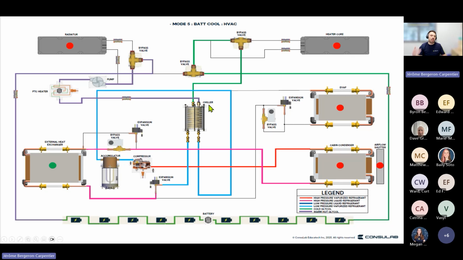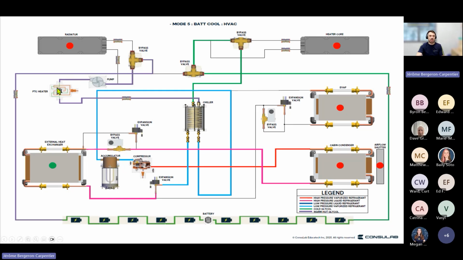So in that case, the chiller is like the evap, right? Absorbing heat. So that's the refrigerant side. But let's go to the coolant side. So we have a pump pumping hot coolant from the high voltage battery that is too hot.